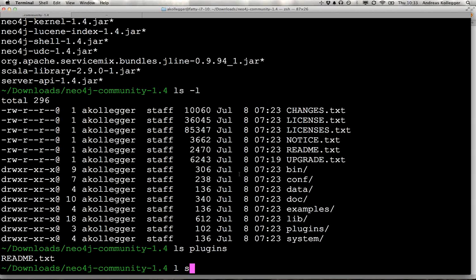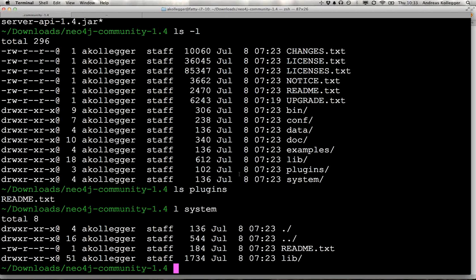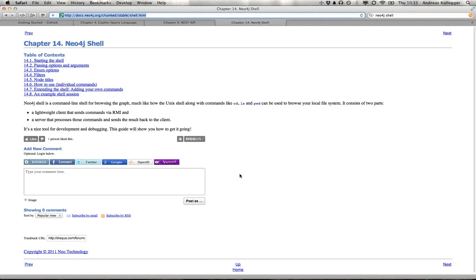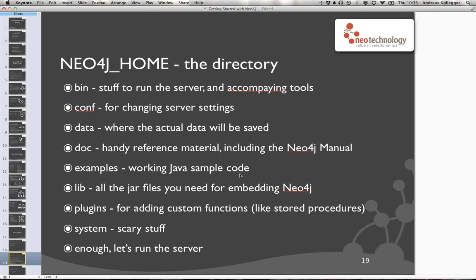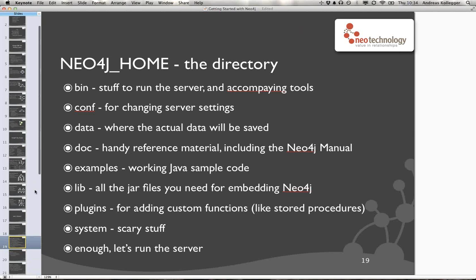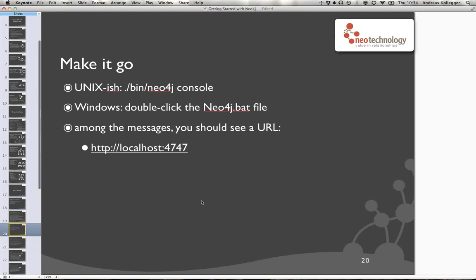Then we have, of course, the system directory that has all kinds of scary stuff that we have no reason to look at today. Okay. So that's what you just got in the download. Hopefully everybody has downloaded it already if you want to be playing along with us. If not, I apologize, and hopefully you can quickly catch up.